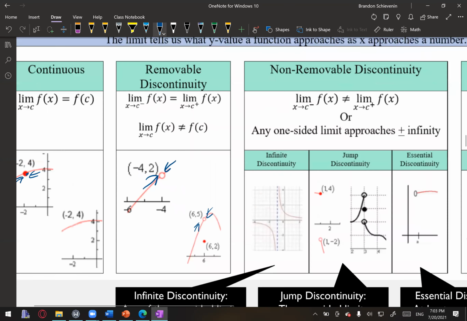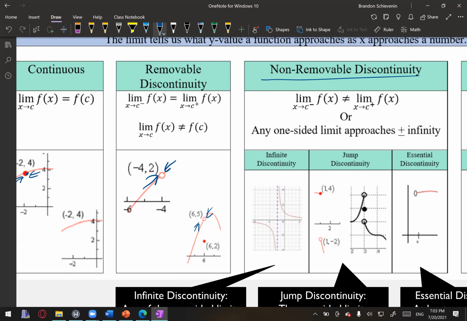We also have one more major category of non-removable discontinuities in pre-calculus. That's still true in AP calculus, but we can be a little bit more specific. In pre-calculus, a non-removable discontinuity was any time that one of our one-sided limits did not match the other, or any one-sided limit approached infinity. For AP calculus, we can break this down into three subcategories.